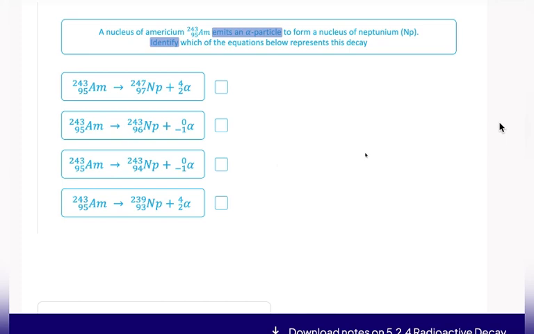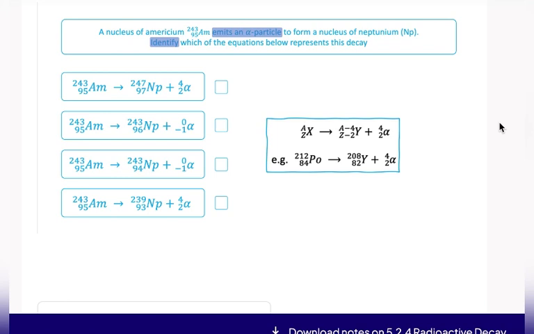So first and foremost, we need to remind ourselves what an alpha particle is. And here I've got a screen grab of some of the theory, and that over there is the representation using our standard notation of what an alpha particle is. It's just a helium nucleus, which means it has 2 protons and 2 neutrons. 2 plus 2 is 4. So my nucleon number is 4 and my proton number is 2.